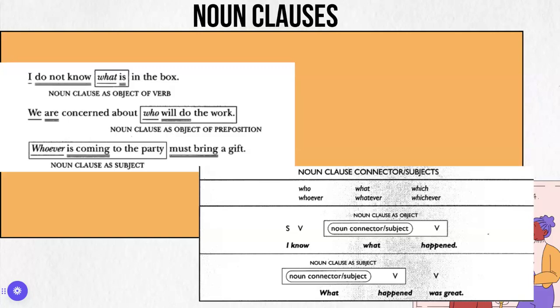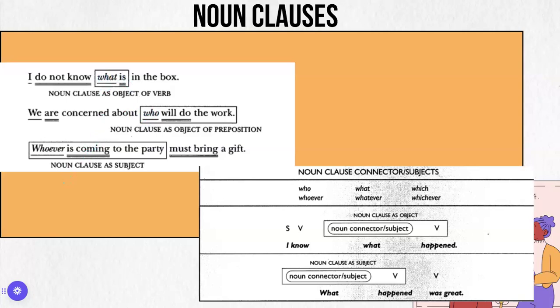Let's see the second example. It says, we are concerned about who will do the work. It is acting as the object of the preposition. And I have who, which is like the subject of the clause. Same as here, what is the subject or noun in the clause.